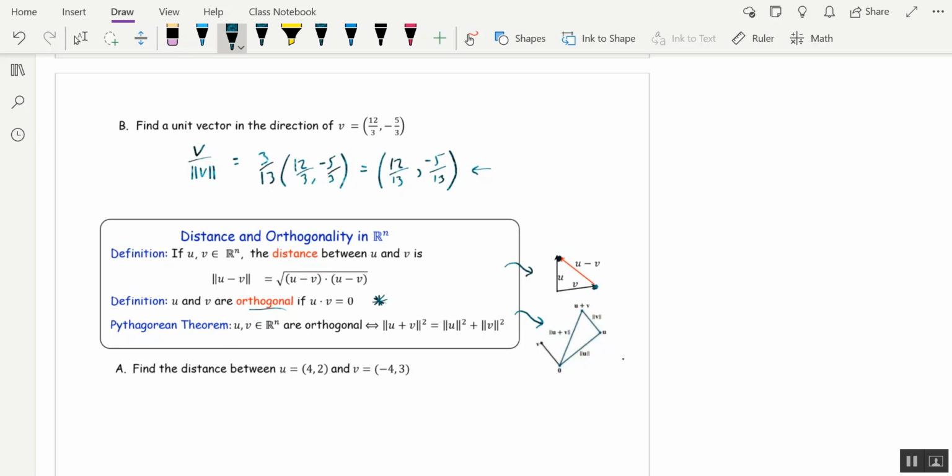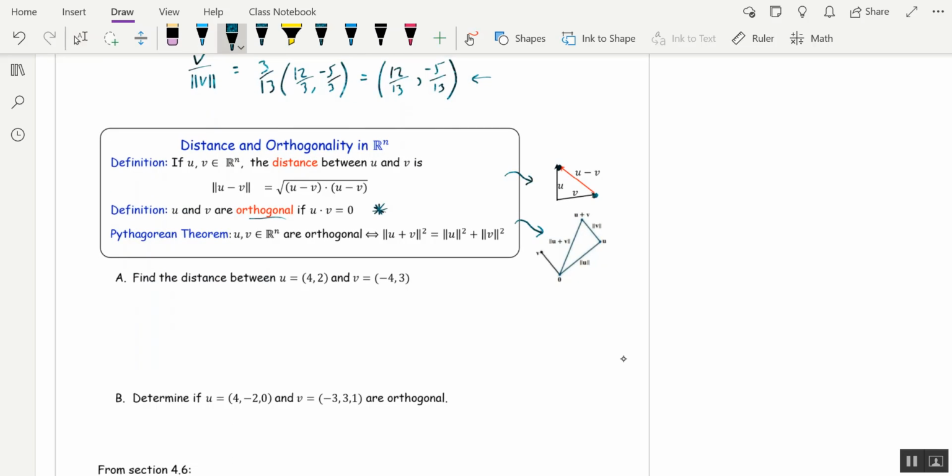All right, so find the distance between U and V. So first of all, we need U minus V. That's going to be 4 minus negative 4, which is 8. And then 2 minus 3, which is negative 1. And so the length of U minus V is simply the square root of 64 plus negative 1 squared is positive 1. So that's the square root of 65.